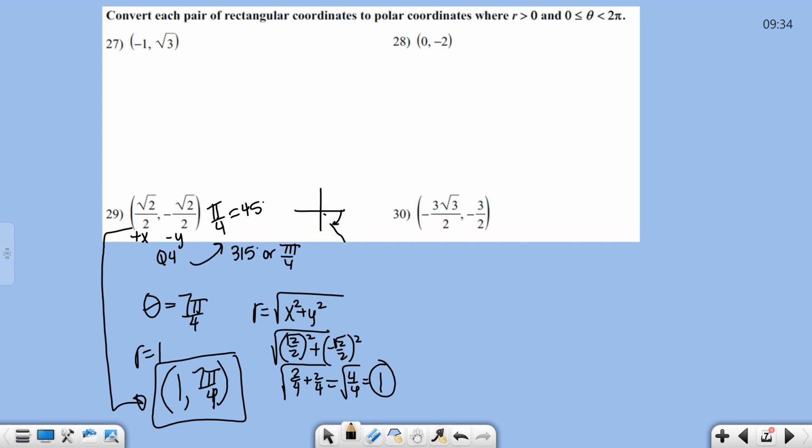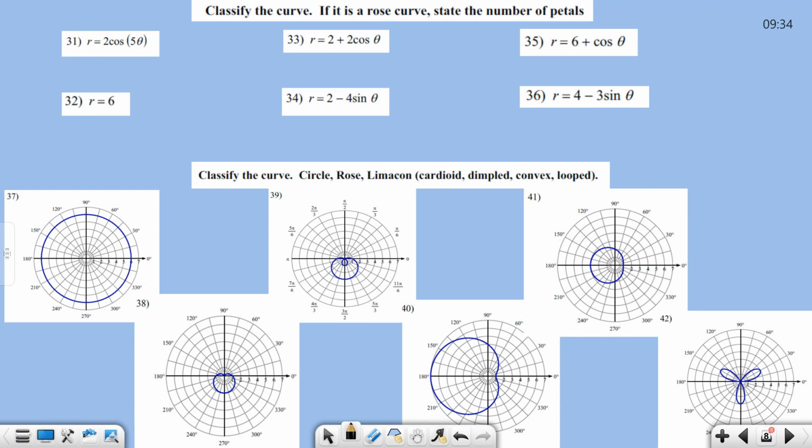Do the same thing for the remaining problems. They might look funky. If you can visualize, like number 28, visualize where is the point (0, -2). Okay, cool. How many degrees is that? What's the distance or the radius that you moved from the origin? Really easy if you just take a moment and think and don't stress yourself out.